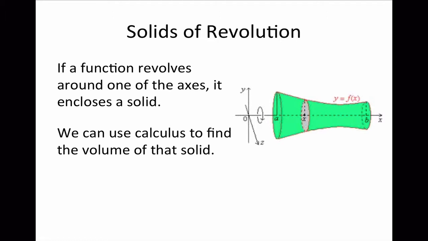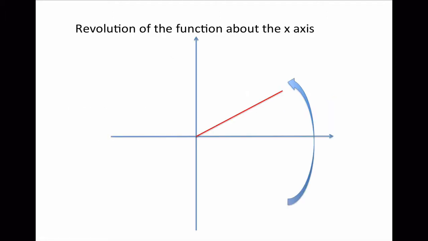So up until now with calculus and in most of our function work we've just had a y equals f of x. It's just stationary. But here we do something quite different. We get the function and then spin it right around one of the axes, and that makes a solid. And that solid we can find the volume of using calculus. Let's have a look at that in some more detail now.